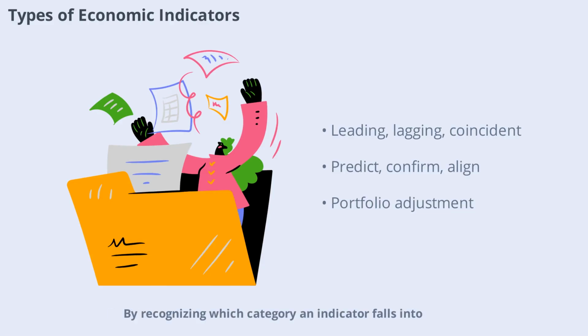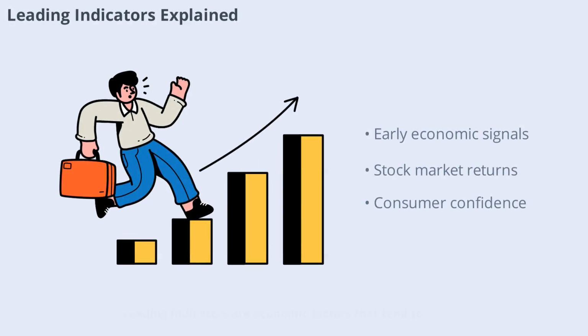By recognizing which category an indicator falls into, investors can better interpret its message and adjust their portfolios accordingly. Let's explore each type in more detail, starting with leading indicators. Leading indicators are economic factors that tend to change before the economy as a whole changes.